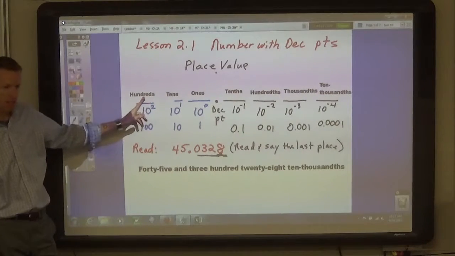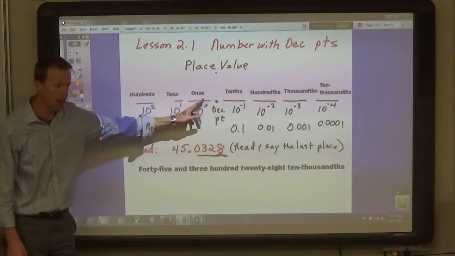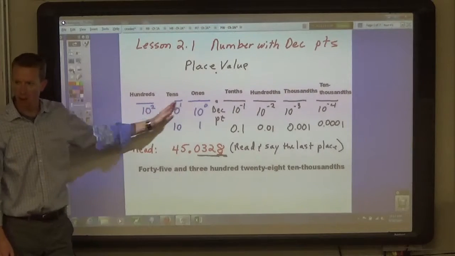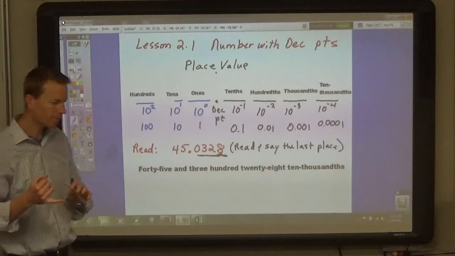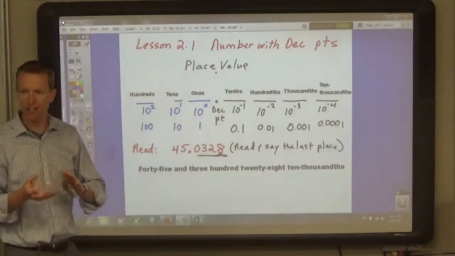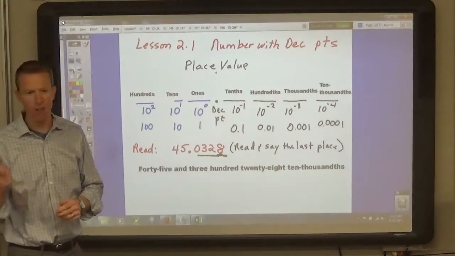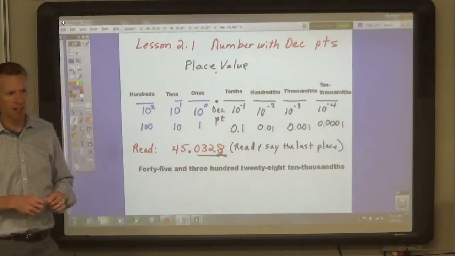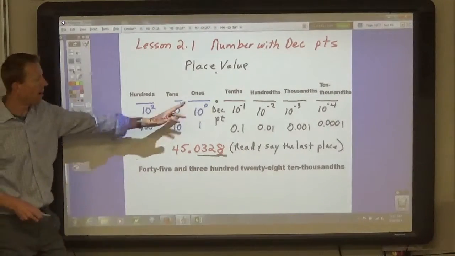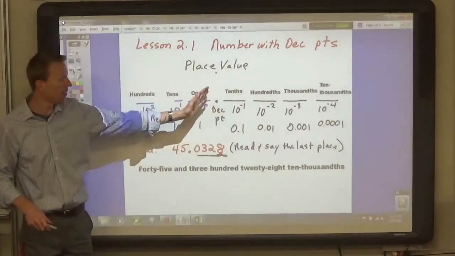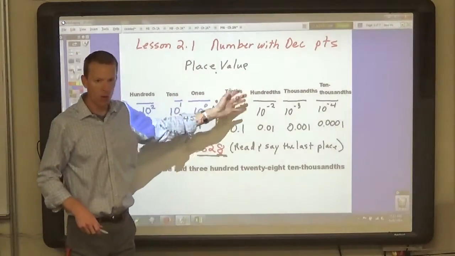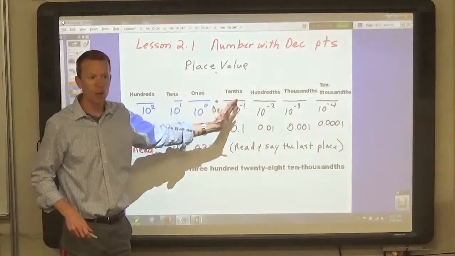values. Hundreds, tens, ones. We covered those in the whole numbers and what to do with whole numbers in the last chapter. How to add them, subtract them, multiply them, divide them. All that review from second grade on. Now we're going to talk about the decimal point and numbers that are not whole numbers. They're less than whole numbers.